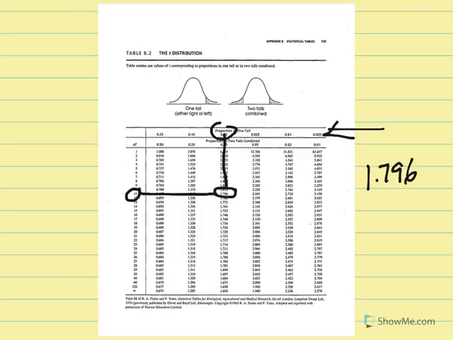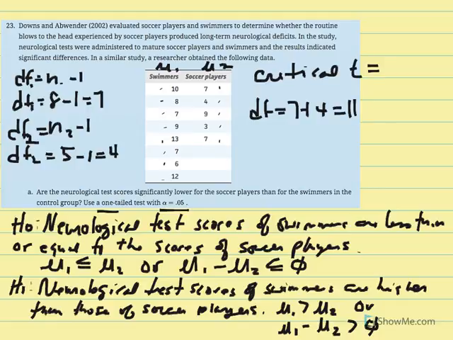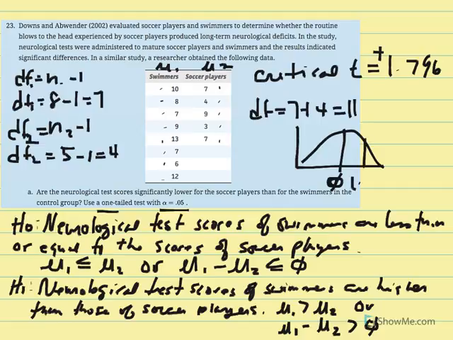1.796. Again, since we anticipate the first population to be greater than the second population, we anticipate a positive mean difference. So we're going to use the positive version of that critical T. So our critical T is equal to positive 1.796, again because we anticipate the swimmers to be higher in their neurological test scores compared to the soccer players. So we've just set our parameters. The null is in the middle. We expect that difference to equal zero. And our critical region is defined by 1.796. We'll use that again in the next process in our calculations.